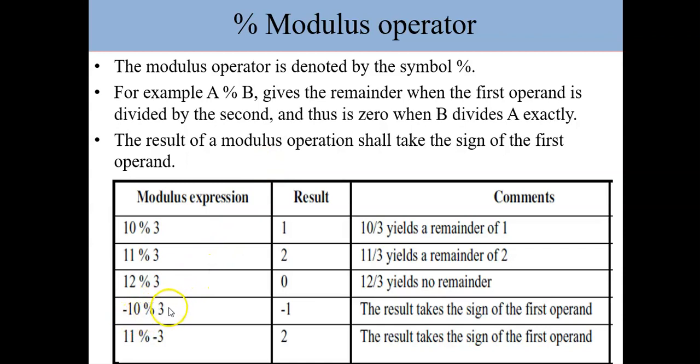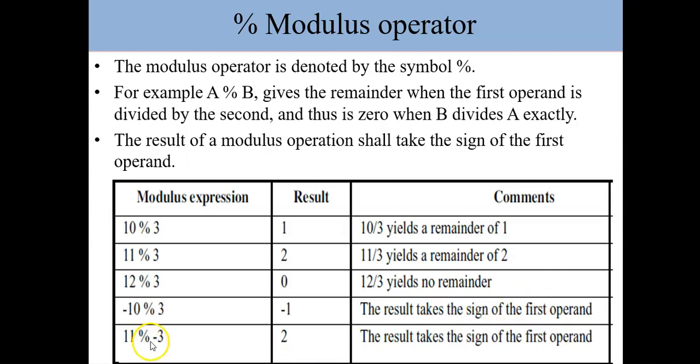Minus 10 modulo 3. Here, you read this: the result of a modulus operation shall take the sign of the first operand. So here the first operand has a negative sign. Therefore, the result also has a negative sign. That is, minus 10 modulo 3 means definitely we have minus 1. Because one bit will be used for the sign, the remaining is the number. So here the result takes the sign of the first operand.